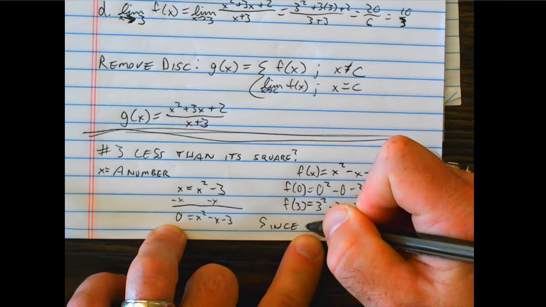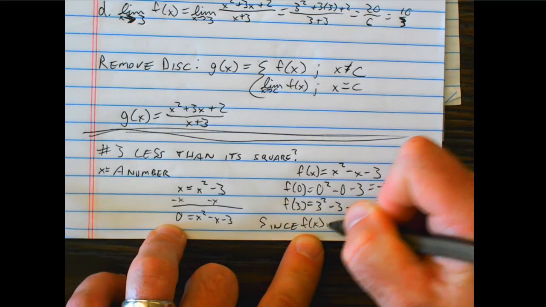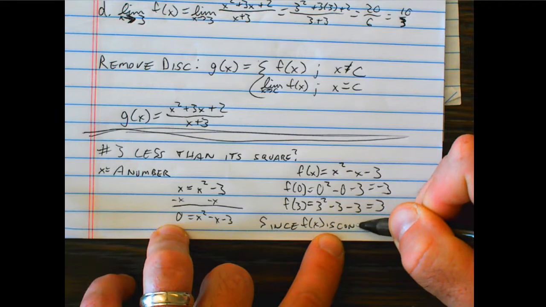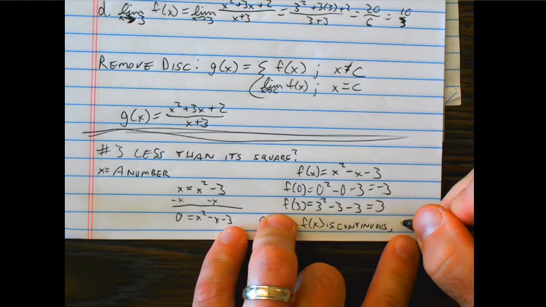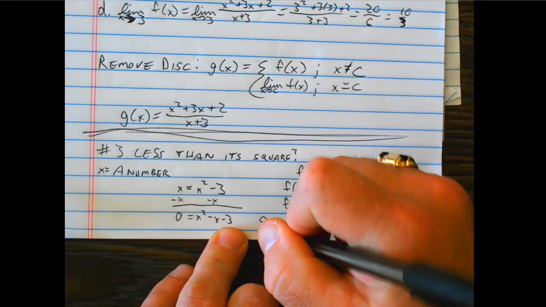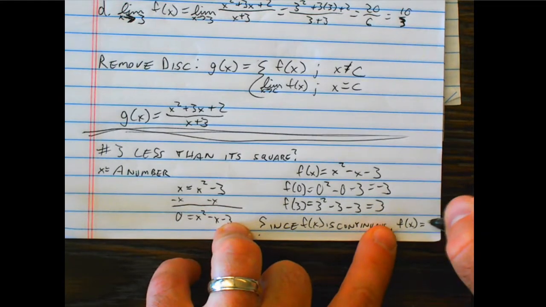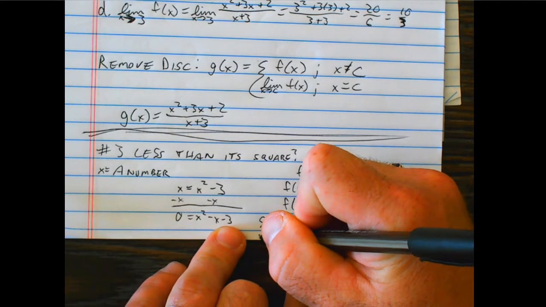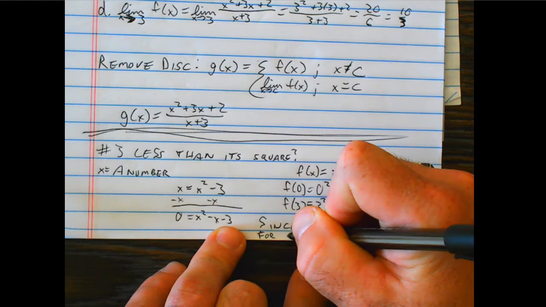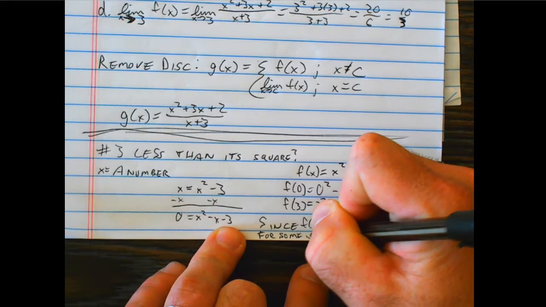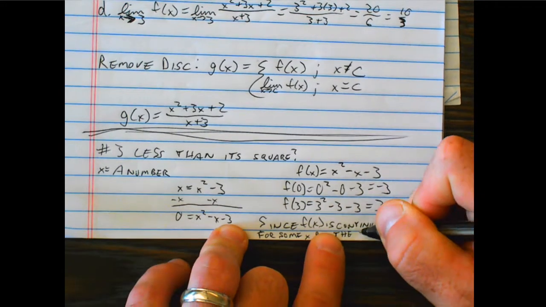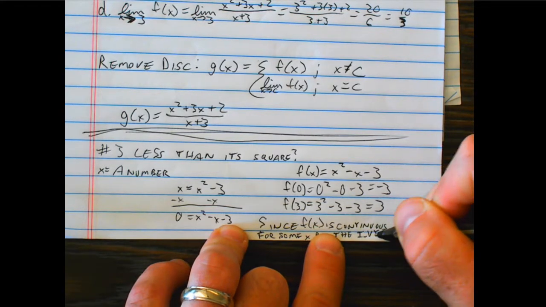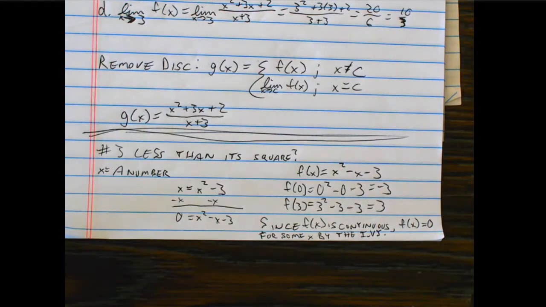Since f of x is continuous, f of x equals 0 for some x by the intermediate value theorem. And in my class, you're going to be all right abbreviating that as IVT.